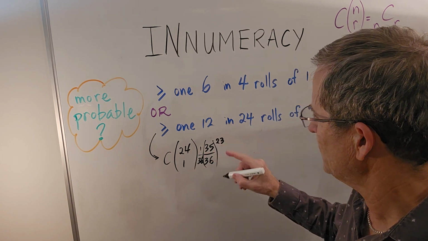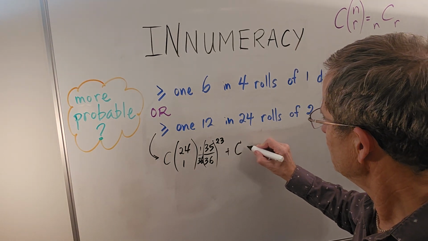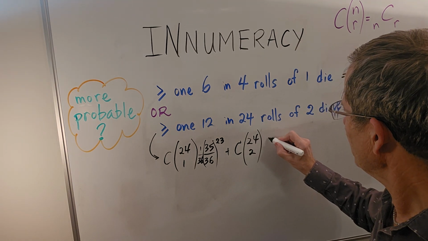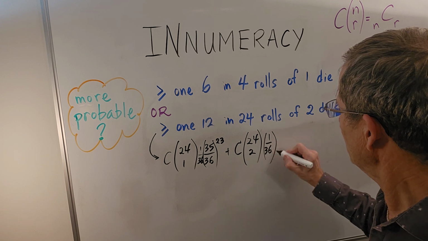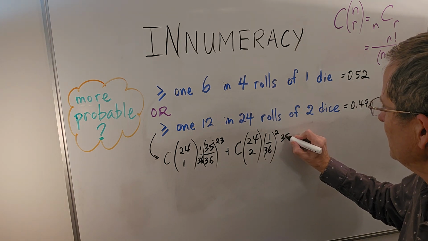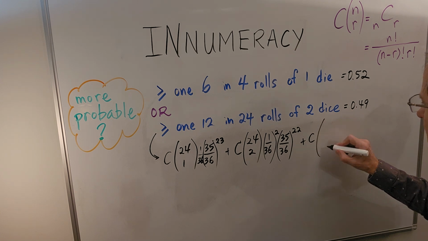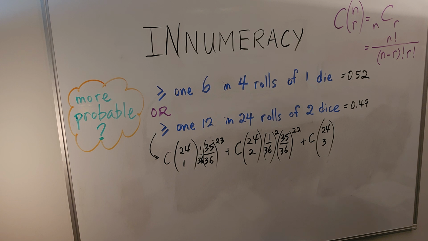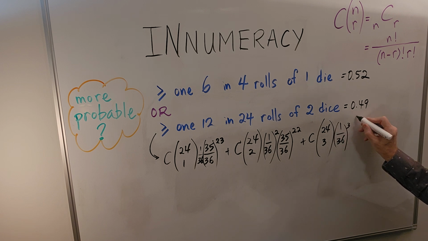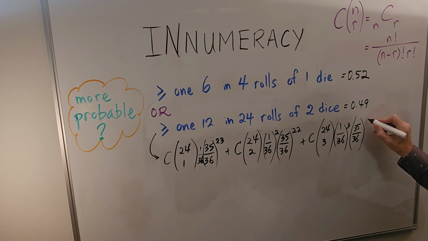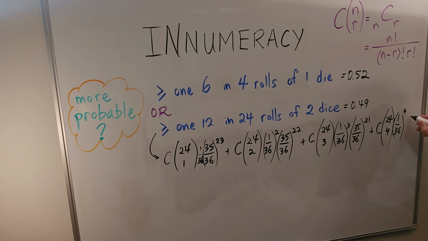So there's a total of 1 plus 23, 24 rolls, plus C(24,2), 1 over 36 squared, because we're going to get 2 twelves, times 35 over 36 to the 22. Again, 2 plus 22 equals 24, plus C(24,3), 3 ways of rearranging 3 twelves. So that's 1 over 36 cubed times 35 over 36 to the 21, plus finally C(24,4) times 1 over 36 to the 4 times 35 over 36 to the 20.